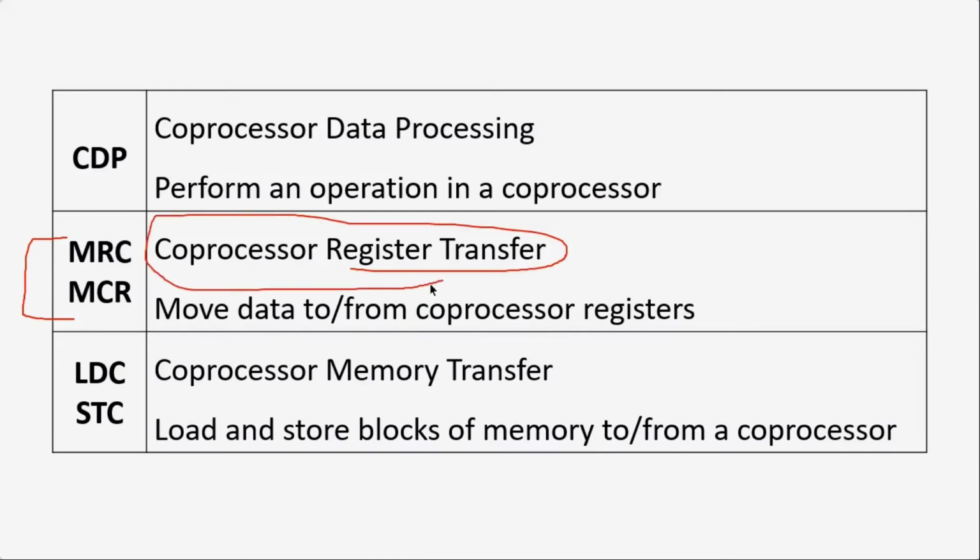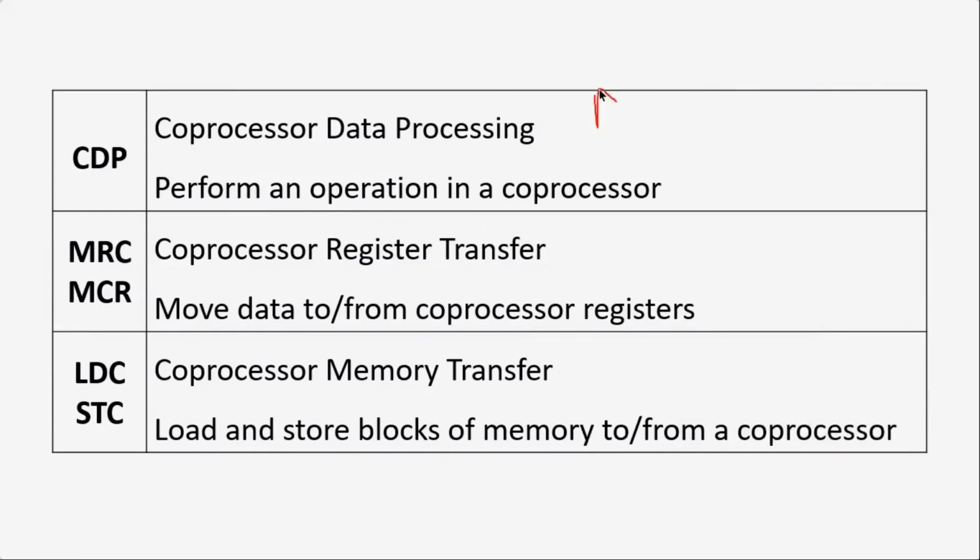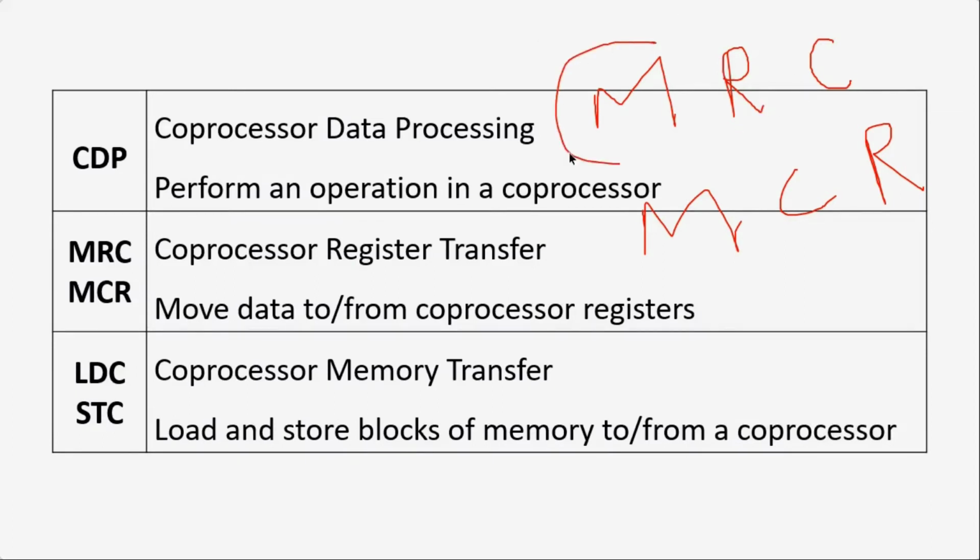Coprocessor register transfer. Okay, it is just like MRS and MSR. I explained that in my previous video. So MSR and MRS. Now here, similarly, MRC, you can understand M means move, then MCR. So very simple. C means coprocessor, R means regular register of the ARM, the main processor register. So moving, we know direction, no? Right to left is always the direction of data transfer.